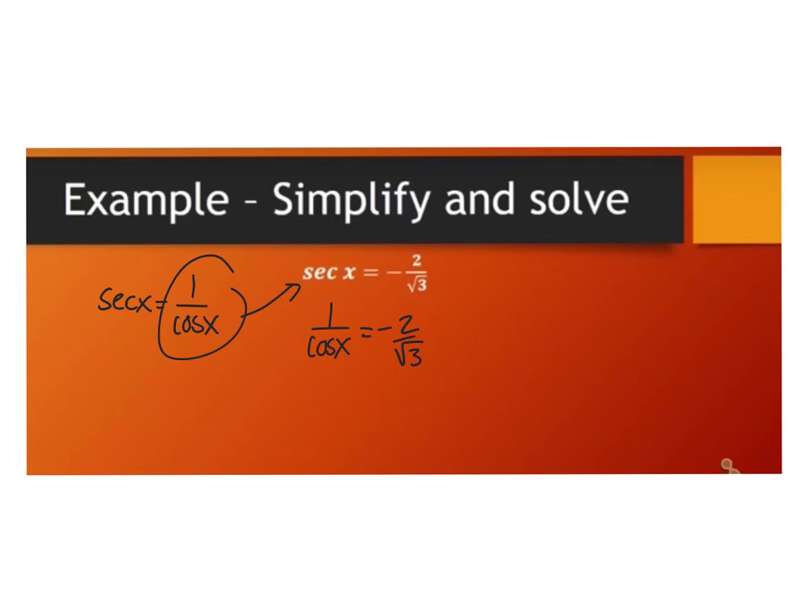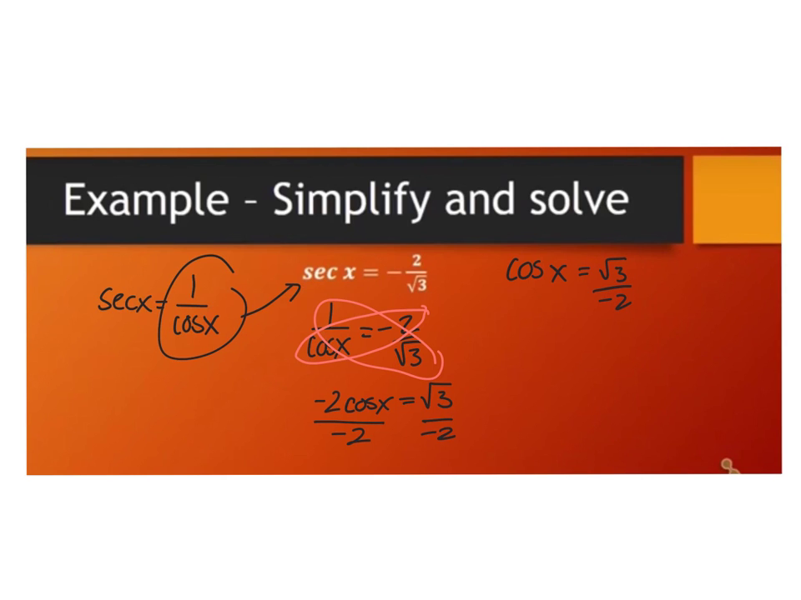So again, when we were solving these, our cosine was in the numerator. So what we can do here is use cross multiplication to get cosine in the numerator. When we cross multiply, we end up with -2 cosine of x equals 1 times square root of 3, which would just give us square root of 3. And then we want cosine of x by itself, so we can divide by -2. So then we get that the cosine of x is equal to square root of 3 over -2.